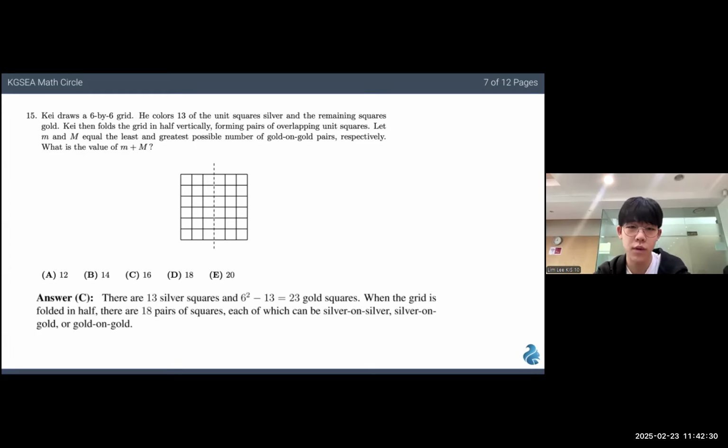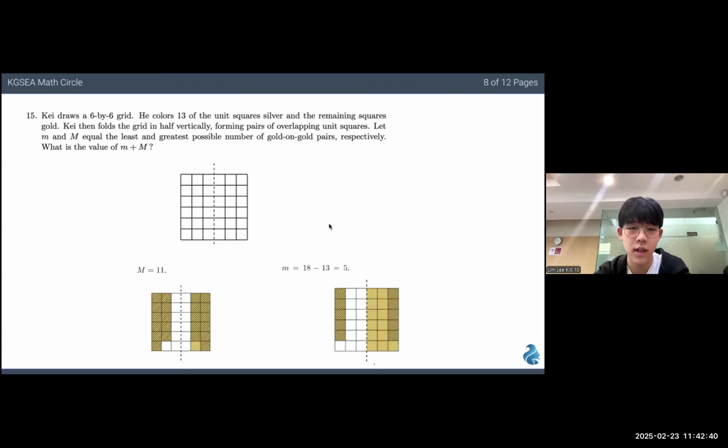When the grid is folded in half, there are 18 pairs of squares that we need to notice, each of which can be silver on silver pairs, silver on gold pairs, or gold on gold pairs. To find the greatest possible number of gold on gold pairs, we need to understand that the greatest multiple of 2 that is less than 23, the number of gold squares, would be 22, because 11 times 2 is less than 23. Therefore, the greatest possible number of gold on gold pairs would be 11, as shown in the diagram below.